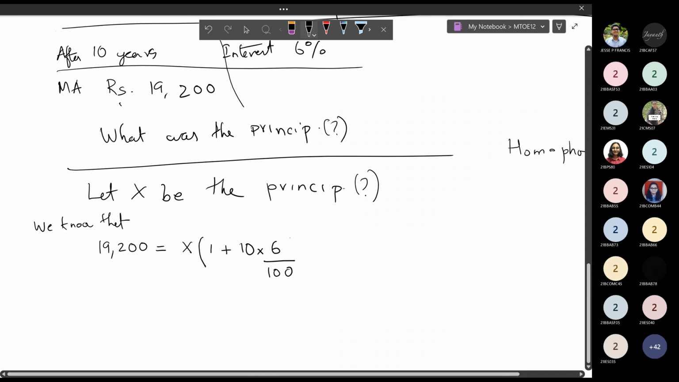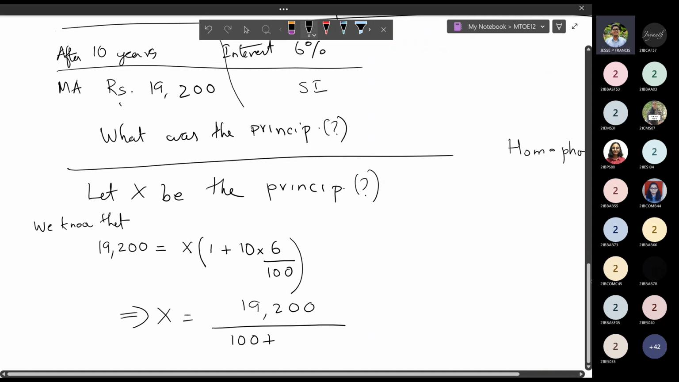All right. Now I'm not talking about compounding. Let's assume simple interest, as you said. Thank you for pointing it out. Let's assume simple interest. Now our question is, can we find X? This implies X is equal to 19,200 divided by 100 plus 60 by 100. I'm just simplifying this, or you can just cut out, whichever way you want.